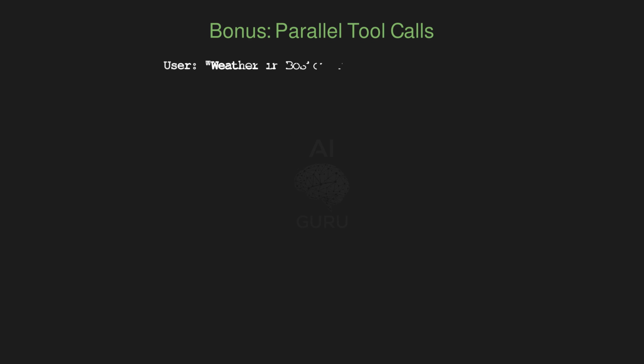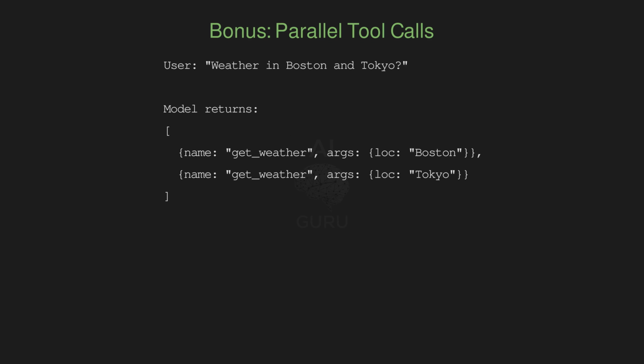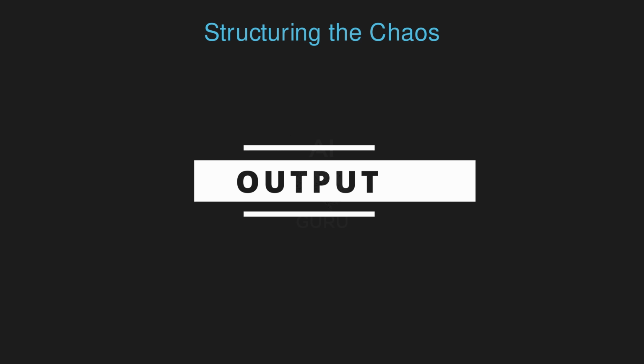And models are getting crazy good at this. They can do parallel tool calls now. So you could ask for the weather in Boston and Tokyo at the same time. Yes, and the model will output 2 tool calls in a single response. Your code can run them both and feed both results back. It's incredibly powerful. It really grounds the AI in reality. But speaking of reality, sometimes we don't want a conversation. We just want the data.